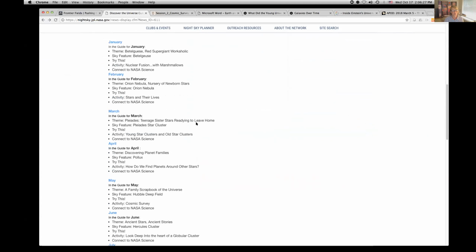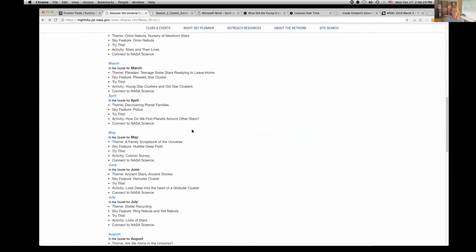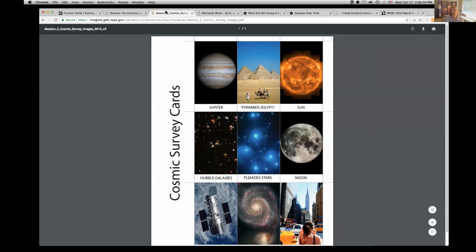But in particular, the May guide has some activities about looking deep in the universe. These also have activities if you happen to do star parties or amateur viewing sessions. These have great activities. In particular, the activity that's highlighted in there that's relevant to today's talk is the Cosmic Survey activity.